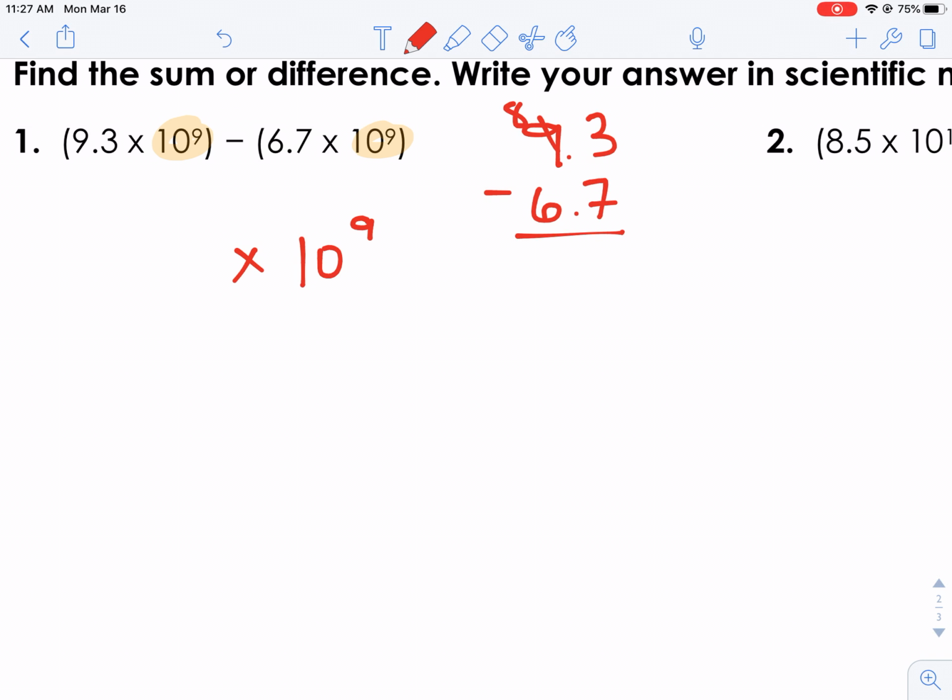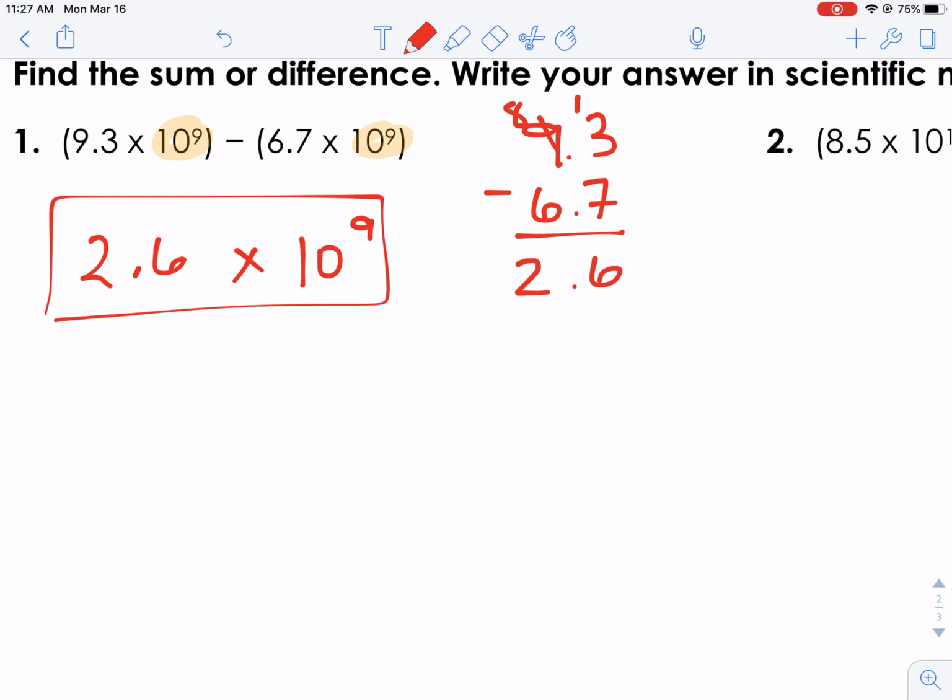We'll need to borrow. That'll give us 2.6. Okay. So we'll have 2.6 times 10 to the 9th. That is in scientific notation, so we are all done with that one.